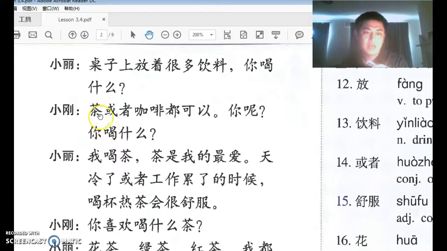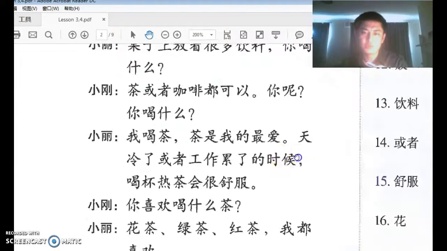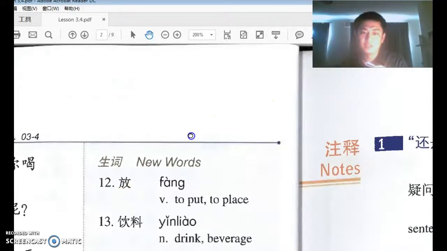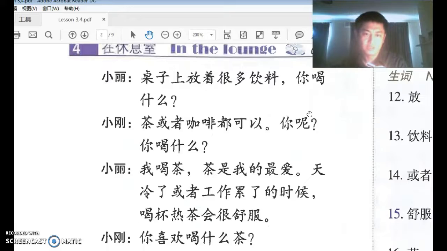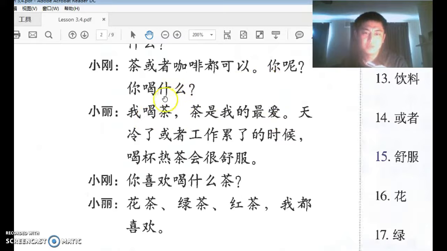小刚 says 茶或者咖啡都可以. 都 is both, 可以 is okay. And then we have a 或者, and you see here it means a conjunction word. The difference between 或者 and 还是: we just learned 还是, which is usually used in a question. 或者 is used in a statement. Okay, I want this or that. All right, and 你喝什么, what do you want to drink?